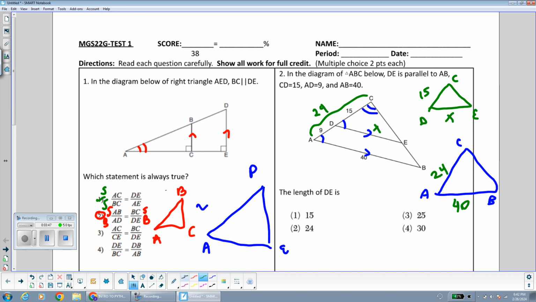So now I can set up a proportion. It doesn't matter how you set it up. You just need to be consistent and put corresponding parts together. I'm going to do small over big, and the 15 and the 24 correspond, equals to small over big. From here, I'm going to cross multiply and solve. And when you cross multiply and solve for x, you should get a value of 25 for the length of DE.